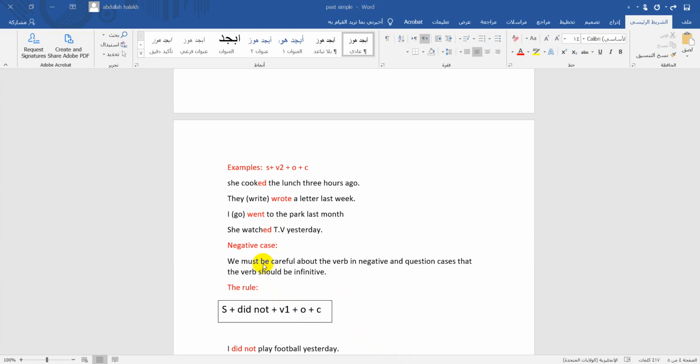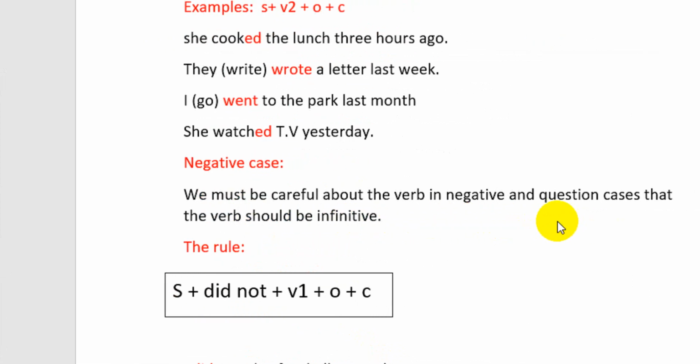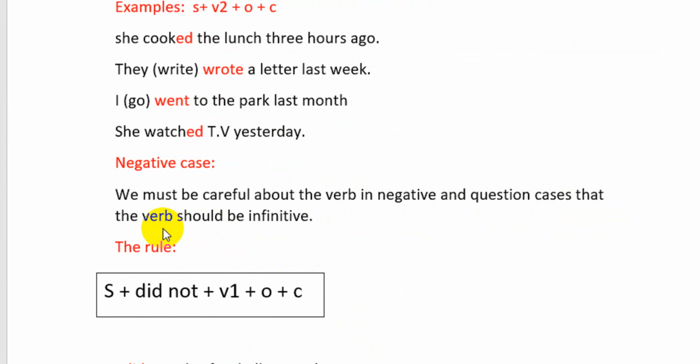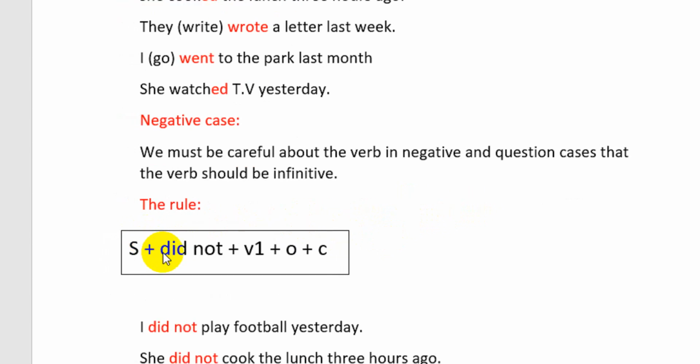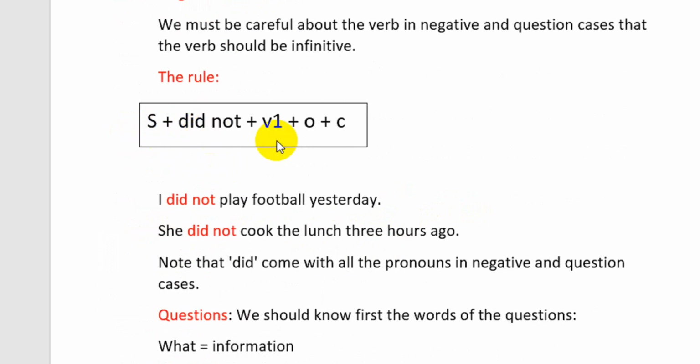The negative case here, we must be careful about the verb in negative and the question cases, that the verb should be in infinitive. إذا يجب علينا أن نركز أن الفعل في النفي والسؤال أو في حالات النفي والسؤال يجب أن يكون إيش؟ مصدر، يعني فعل في التصريف الأول. لاحظ القاعدة الآن للجملة العادية المنفية، يعني subject plus did not plus verb 1 object plus complement.